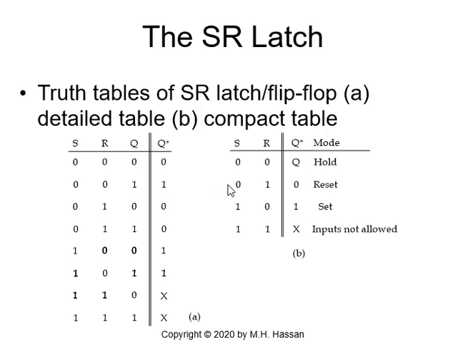Now, in the compact truth table, we will have S and R as inputs and Q plus. Since Q plus is equal to 0 when Q is 0, and Q plus is equal to 1 when Q is 1, we say Q plus is equal to Q. When S is equal to 0 and R is equal to 0, Q plus is equal to Q, and we call this the hold mode. You hold the same data when S and R are zeros.